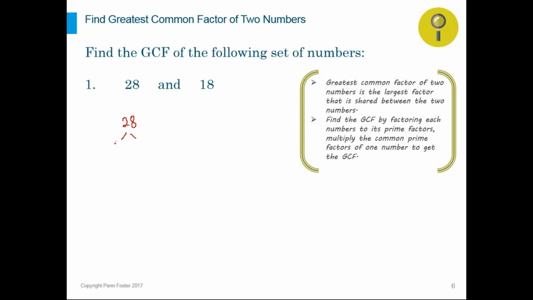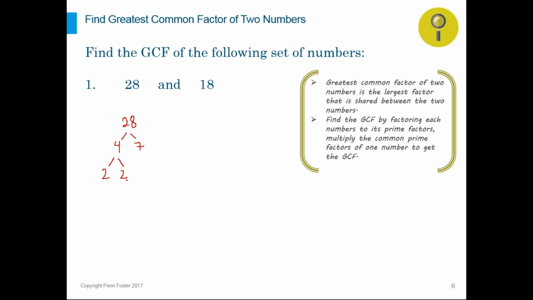I know that 4 times 7 is 28. So I'm going to put 4 and 7 at the leaves of this tree. But I know that 4 is not a prime number. It means that there are more factors I can break 4 into. So I'm going to make 2 branches for 4. 4 is actually 2 times 2.